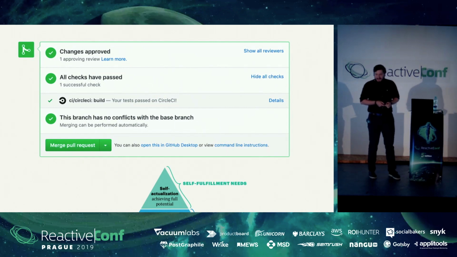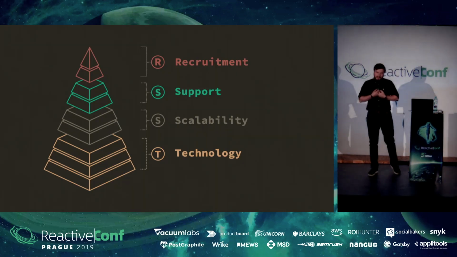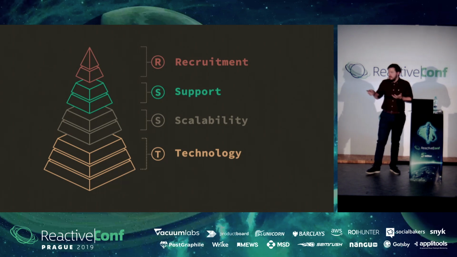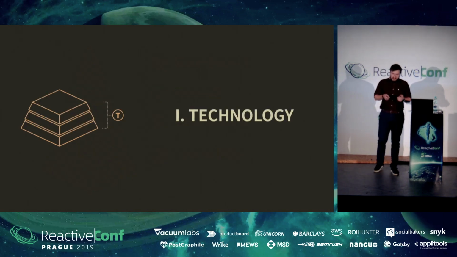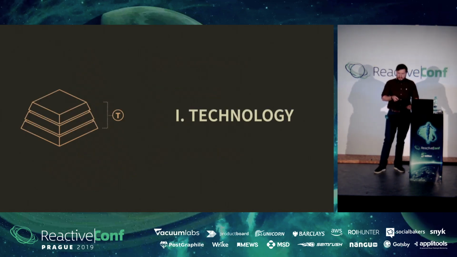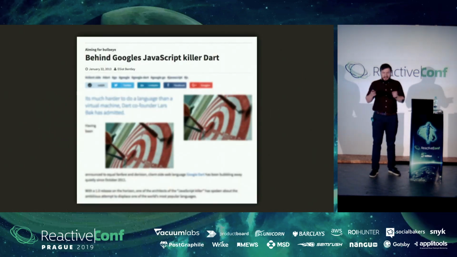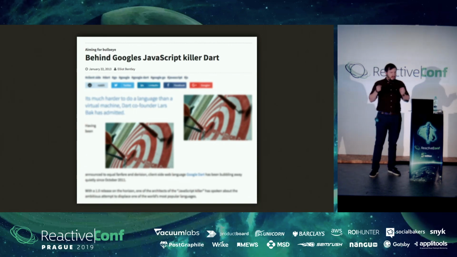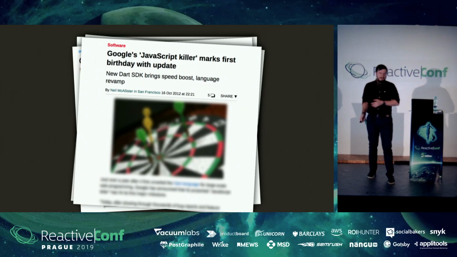Yeah, but back to the Maslow pyramid of technical decisions. So for us, we drew this pyramid, and it contained four steps, or four floors: technology, scalability, support, and recruitment. And let's go through all of them. So what is Dart from a technological point of view? About Dart's history, you know, in 2013, all the media was about Google's JavaScript killer Dart, JavaScript killer, yeah.